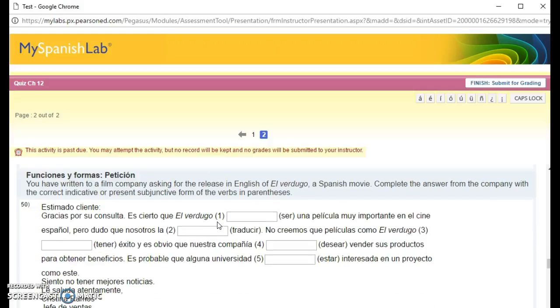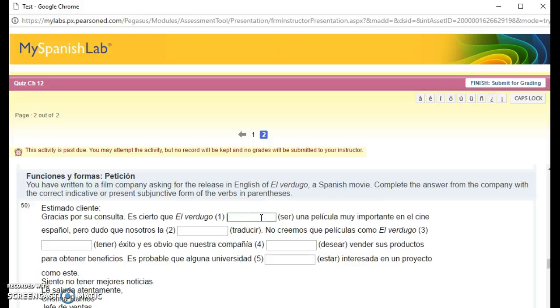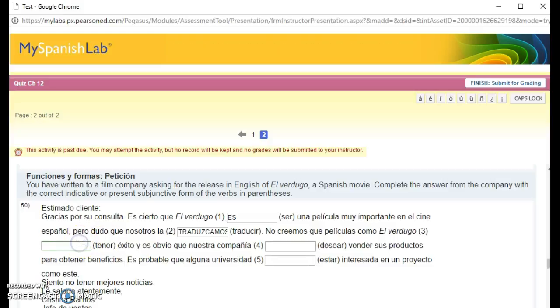Okay. And then complete the answer from the company with the correct indicative or present subjunctive. Es cierto que verdugo es. It's true. It's certain. Dudo que nosotros traduzcamos. If you doubt something, you use subjunctive. El verdugo tiene. Oh, no creemos. Pero no creemos. We don't believe that the verdugo tenga éxito. Es obvio que me desea. All right. And hasta luego.